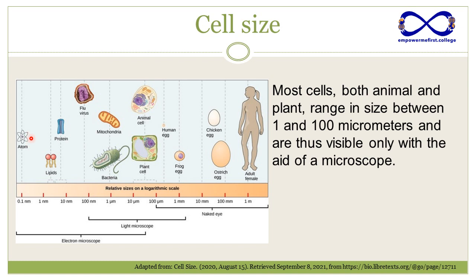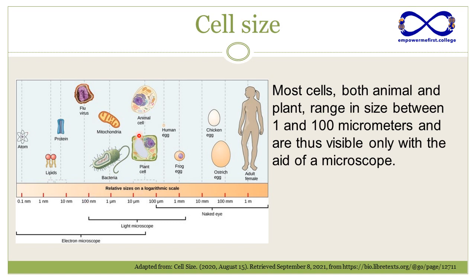For example, we can start from the atom, which is the smallest part of matter, about 0.1 nanometer. After that, we can find so-called biomolecules, such as lipids or proteins. They can be found in a range from 1 nanometer to 10 nanometers. And after that, we can already start with the first living organism, a virus, like for example, in this case, the flu virus, which is around 100 nanometers.